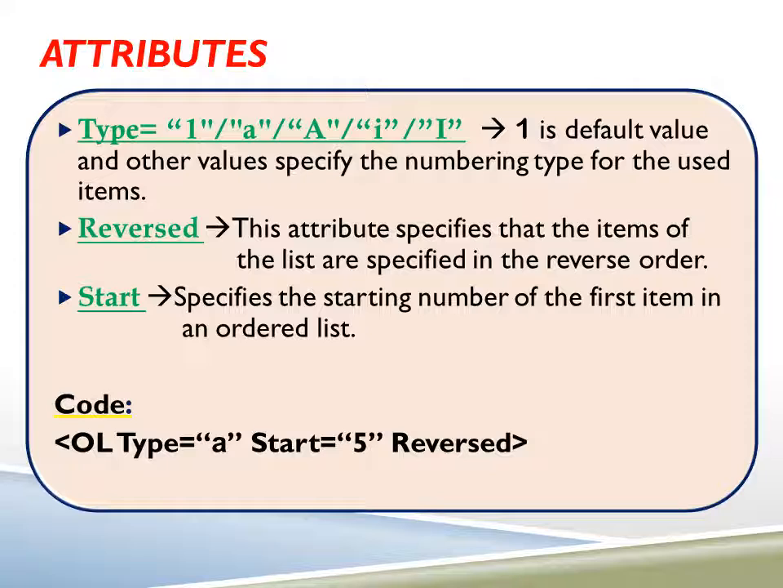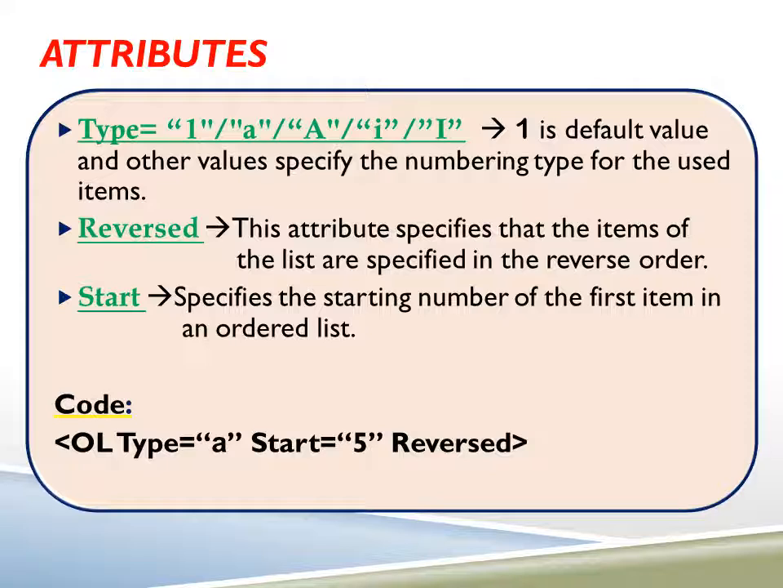Now let's move towards attributes of the OL tag. First, type. It has value 1, uppercase or lowercase alphabet, or uppercase or lowercase Roman number. Type has 1 as the default value, and you can specify another numbering type as per the requirement. If you write 1, the list will start in number. If you write alphabet or Roman number, the list will be preceded by alphabet or Roman number.